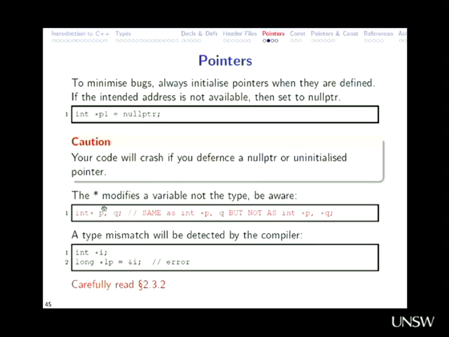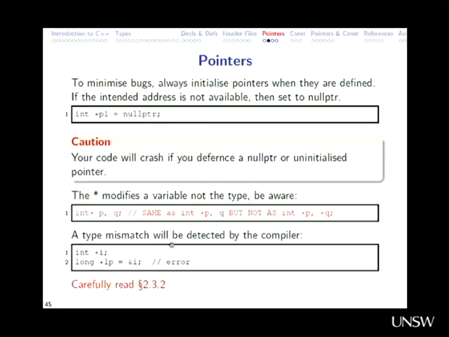And with your pointers, and this again should be all revision, you should be aware that the star modifies a variable and not the type. So even though it's a pointer to an int, P at this point is a pointer to an int, but Q is an int. So be very careful playing with these things. The int star there does not mean what you think it means. It means that P is a pointer and Q is an int.